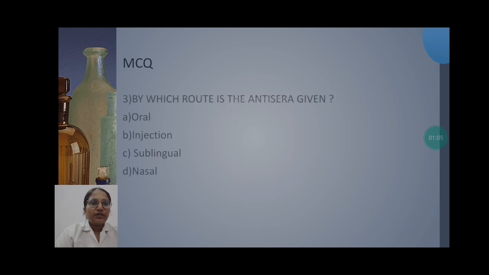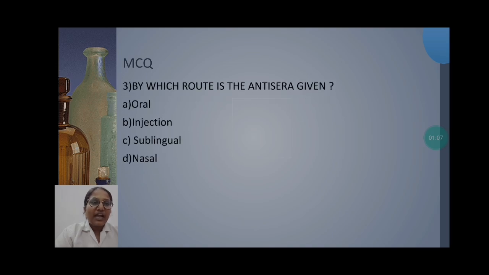Now the third MCQ. By which route is the antisera given? Option A, oral, option B, injection, option C, sublingual, or option D, nasal. So the correct answer here is option B, injection.